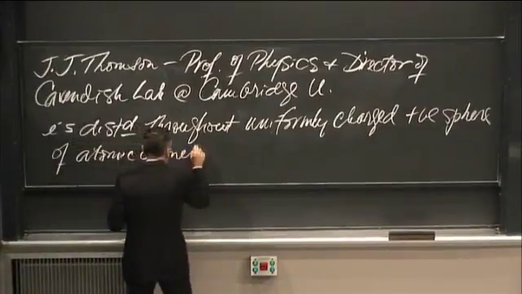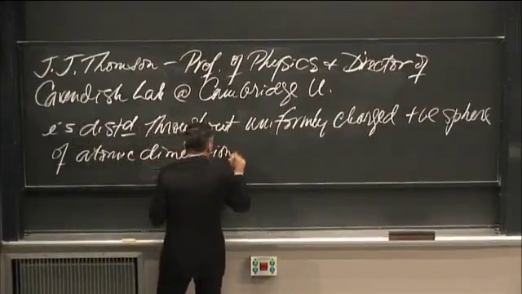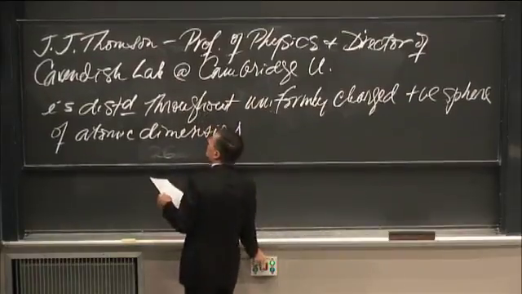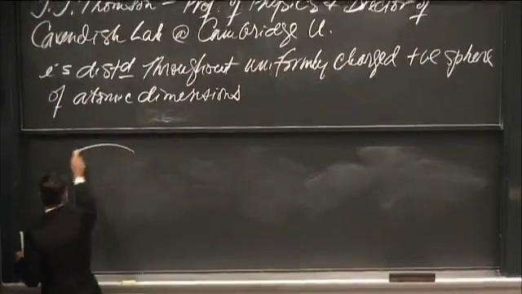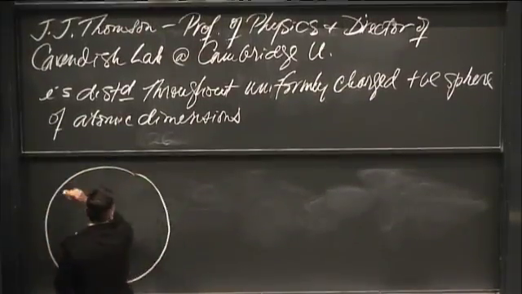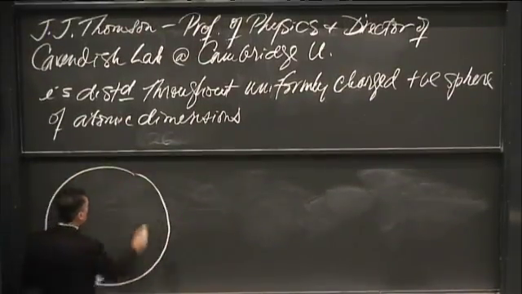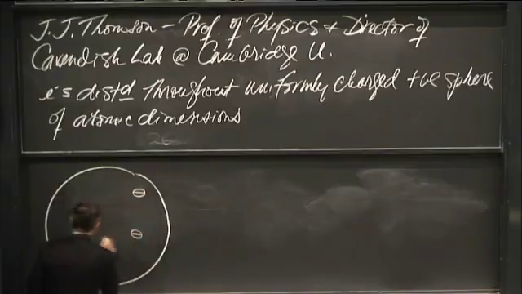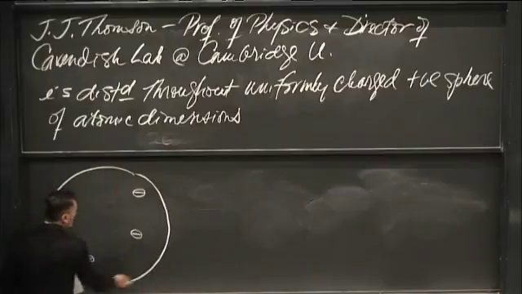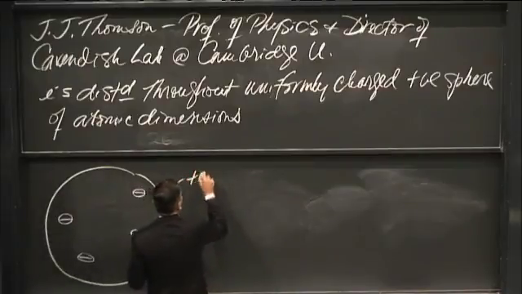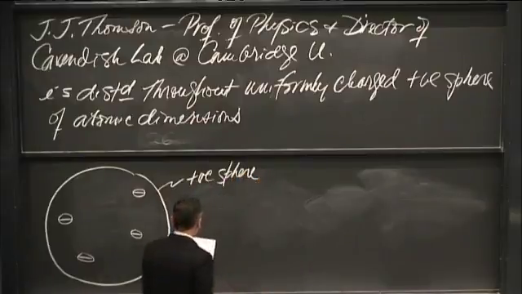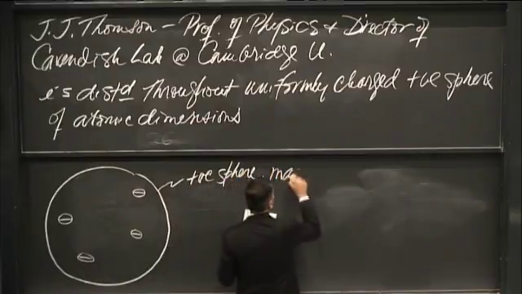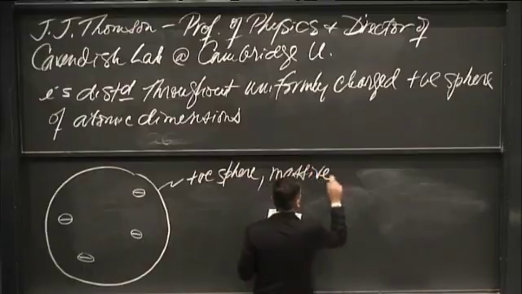So that's the text. Now let's make the cartoon, because that helps visualize it a little better. It looks a little bit like this. Here's a sphere of atomic dimension. Electrons are these tiny little things distributed throughout the positive sphere. And this is massive, right? Because the electrons have very, very low mass.